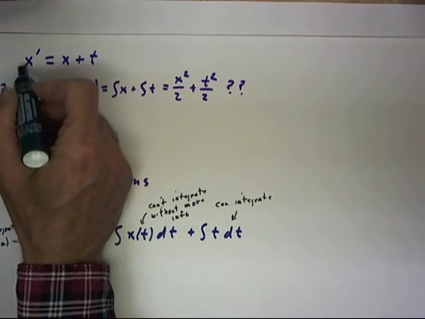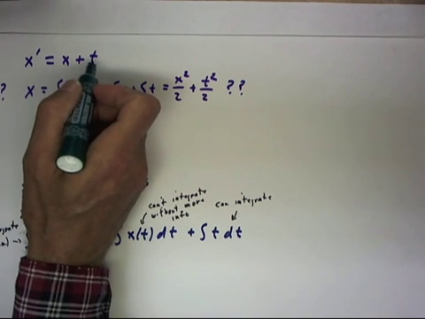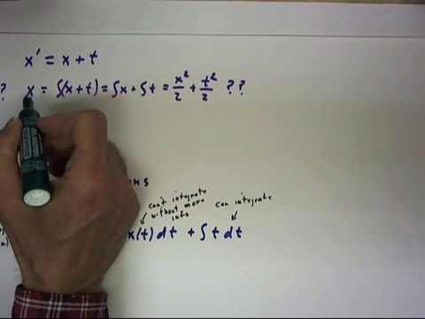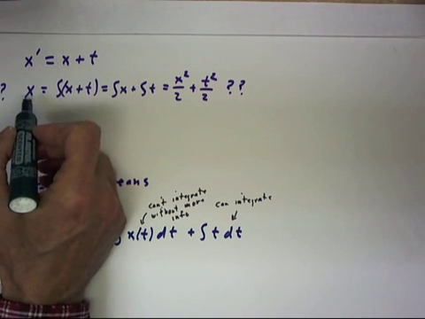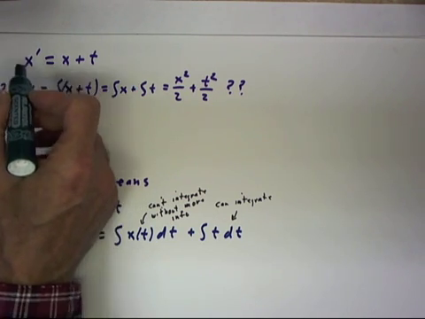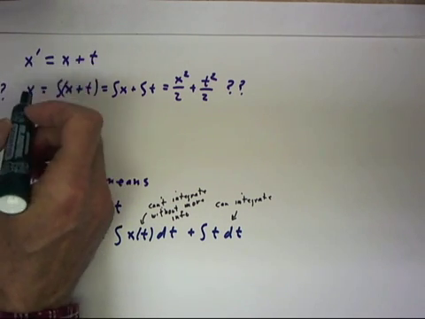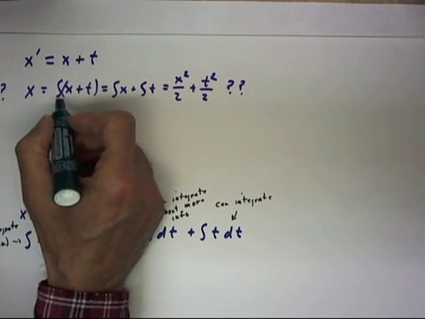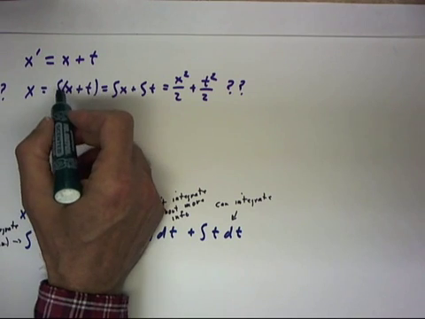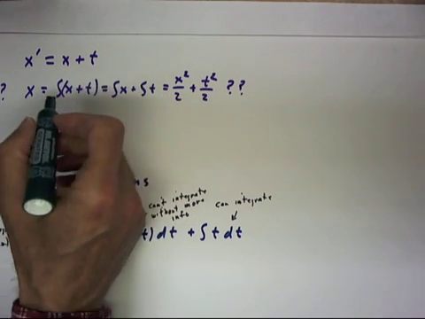Let's consider the equation x prime equals x plus t. It might be tempting to attempt to integrate this function as follows. Integrating x prime, of course, we just get x, being an antiderivative of its derivative. And on the right-hand side, we can write the integral of the quantity x plus t.